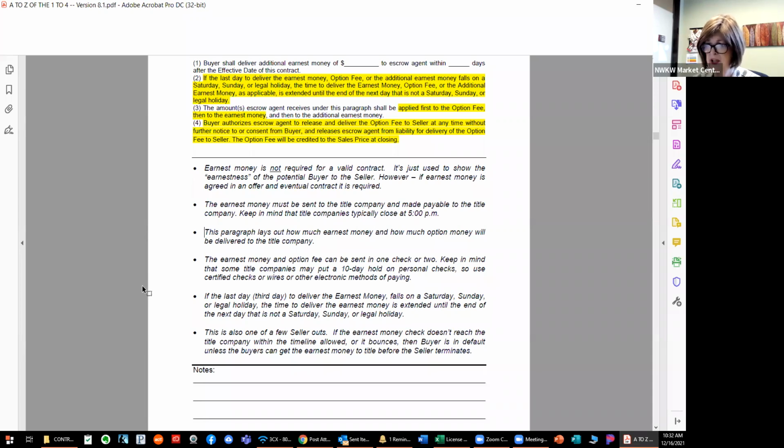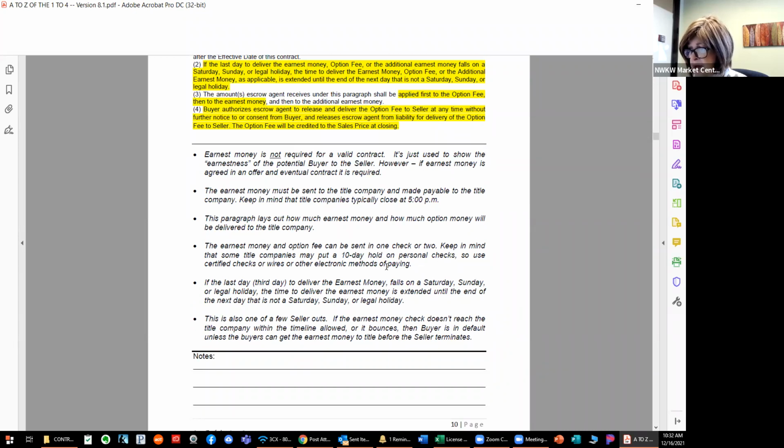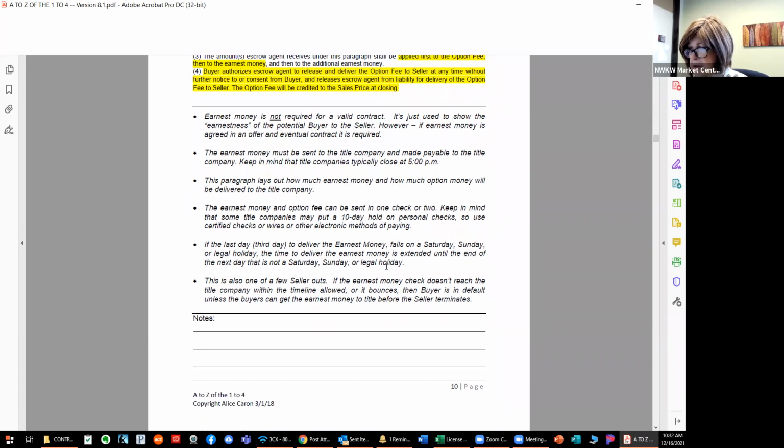Everything is geared toward, if this doesn't happen, you can get your earnest money back. You'll see that time and time again in this contract. Just the way they are. It lays out how much earnest money and how much option money. It can be in one check, as I said.